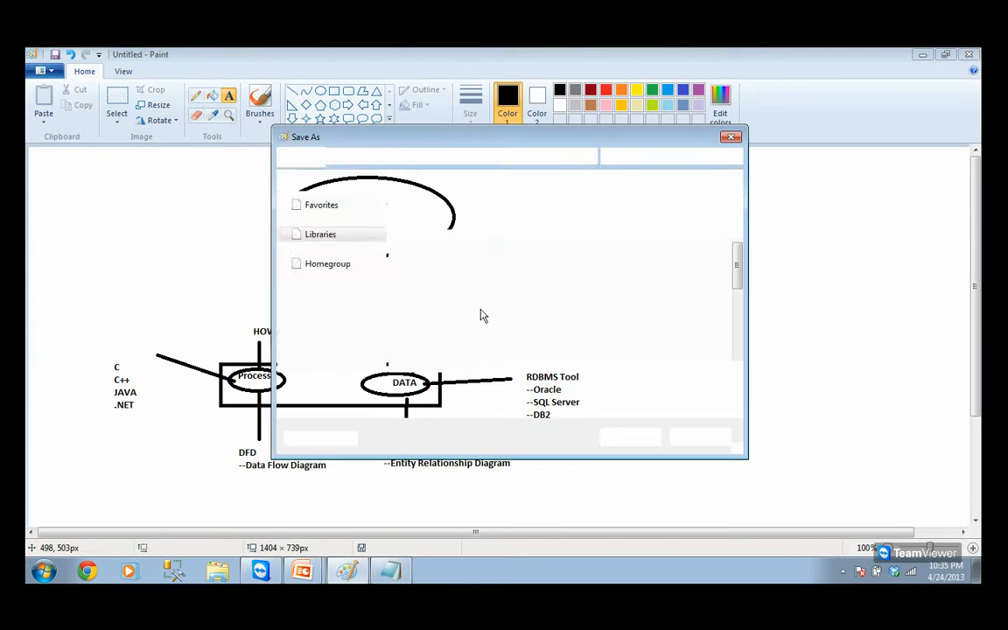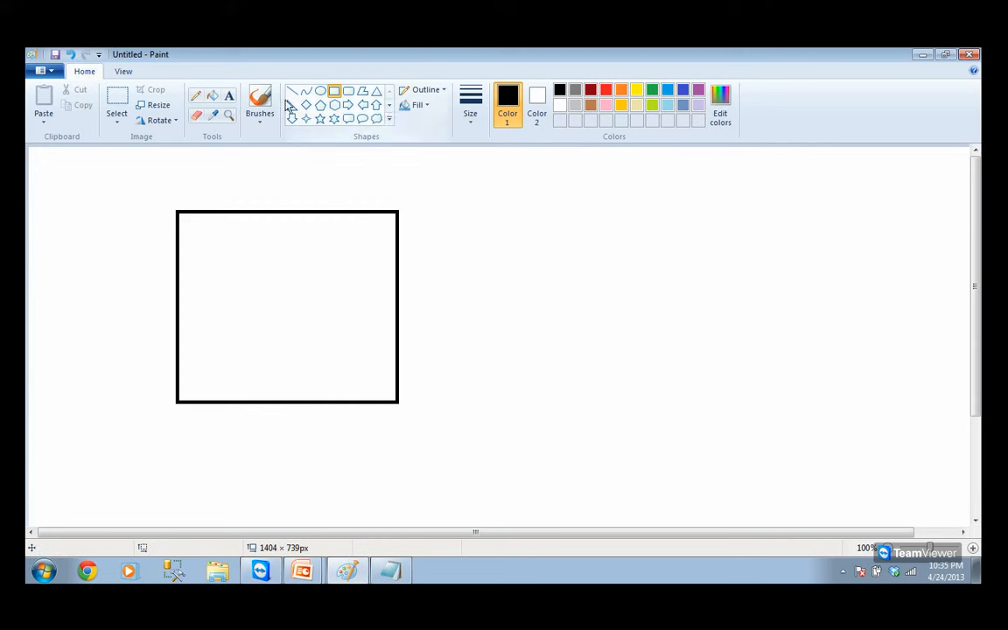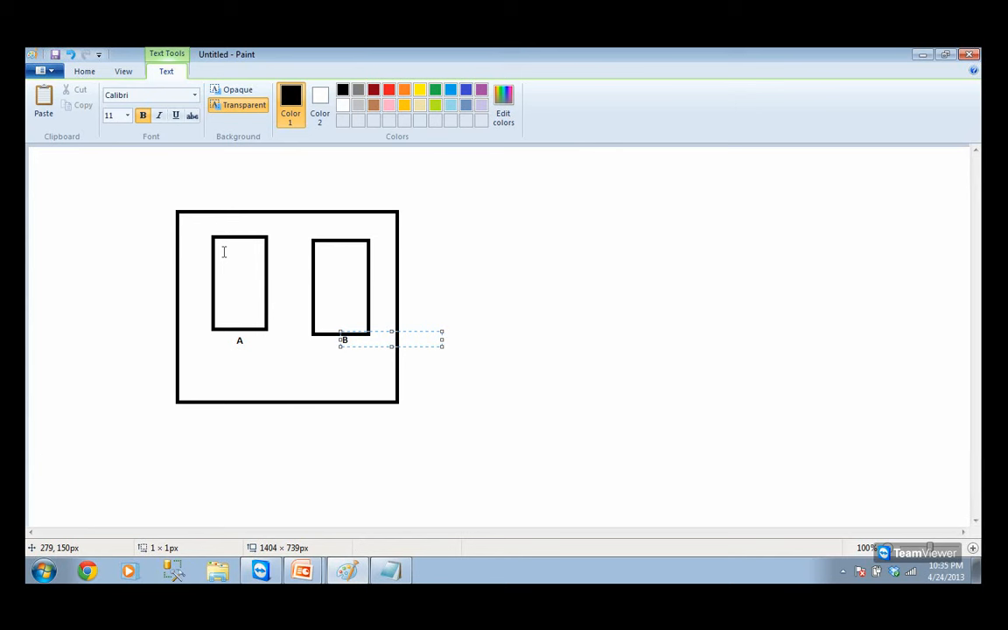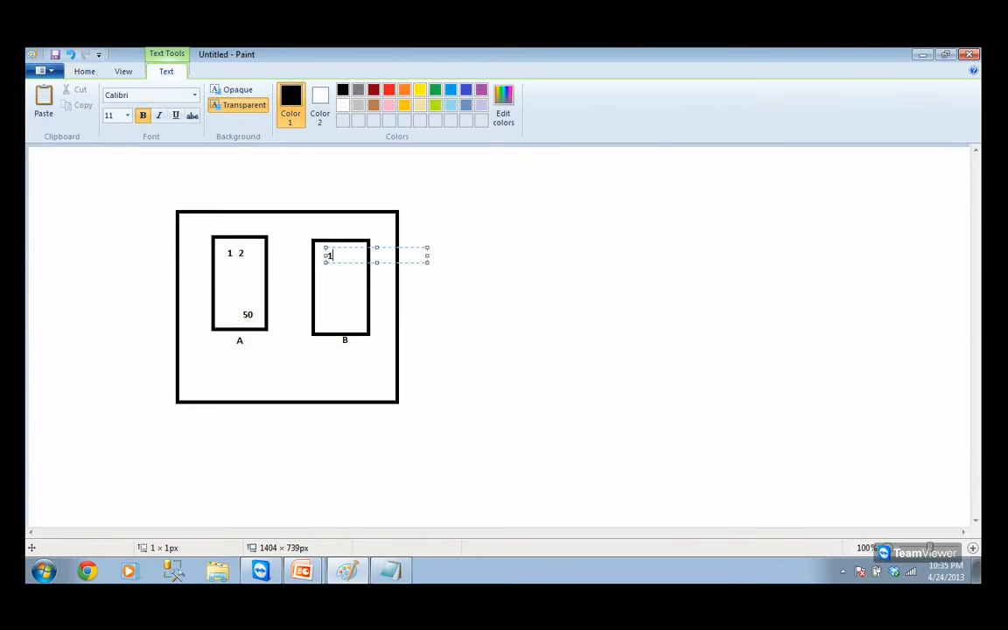Now say you have a big complex where you have a tower A and a tower B. In tower A you have 1 to 50 houses. So house number 1 and house number 2, like that you have 50 houses. Okay, and in tower B also you have house number 1 and house number 2, like that you have 50 houses.